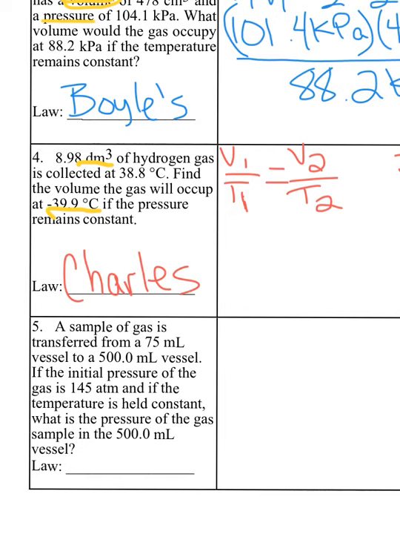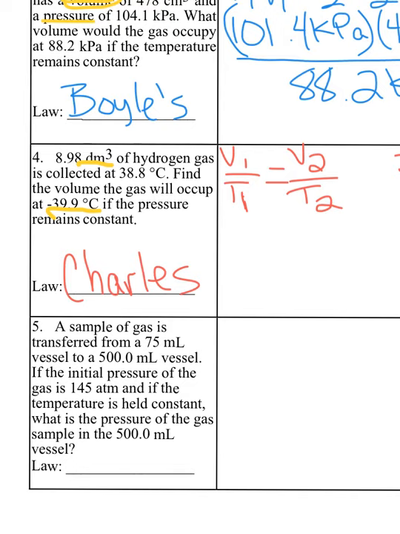8.98 decameters cubed of hydrogen gas is collected at 38.8 degrees Celsius. Those are your ones. 8.98 decameters cubed is your V1. And 38.8 degrees Celsius, which is 311.8 Kelvin, is your T1. Okay? Those are your ones. We plug those into your ones.